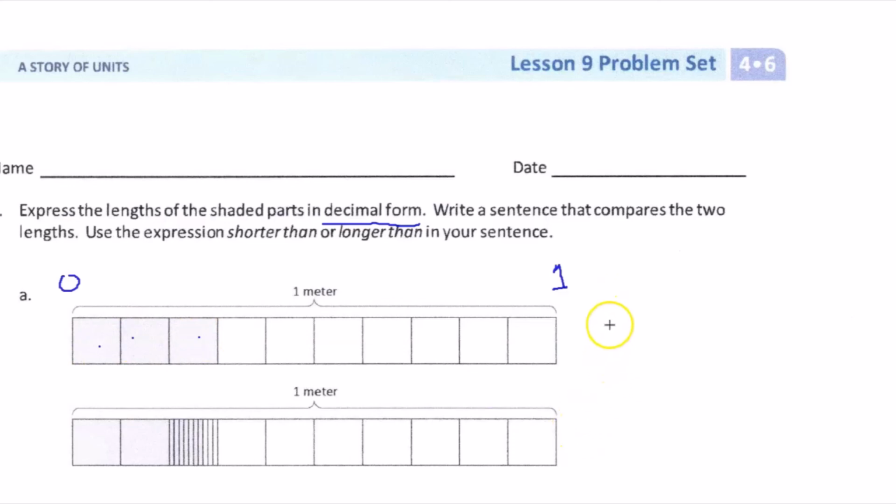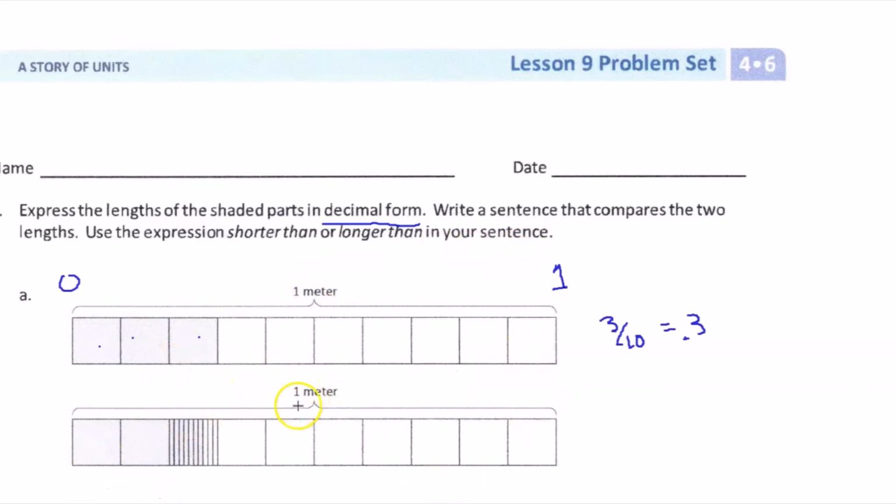So let's go ahead and give this a fraction and a decimal. It is 3 tenths, and we can also call that 0.3. Remember that the first place after the decimal is the tenths place. Okay, now let's look at the second one.